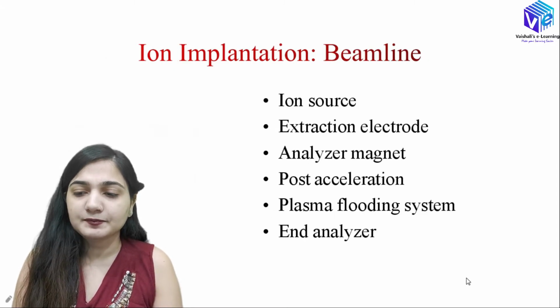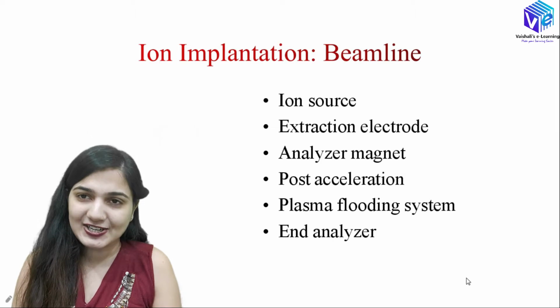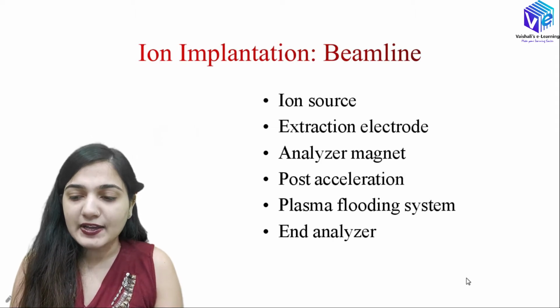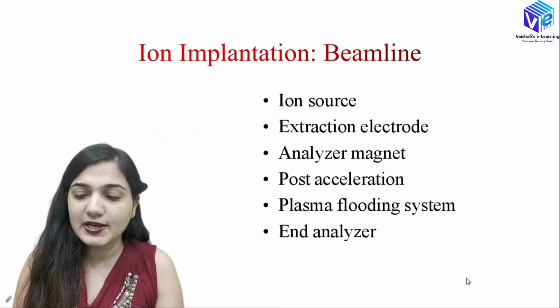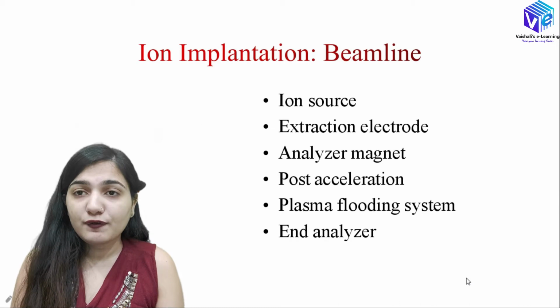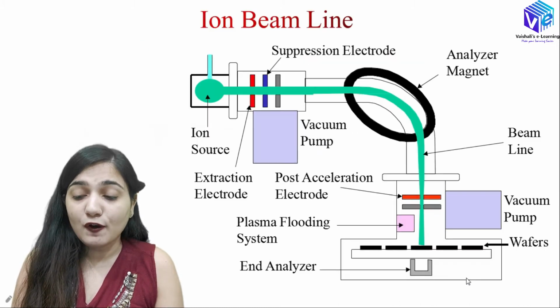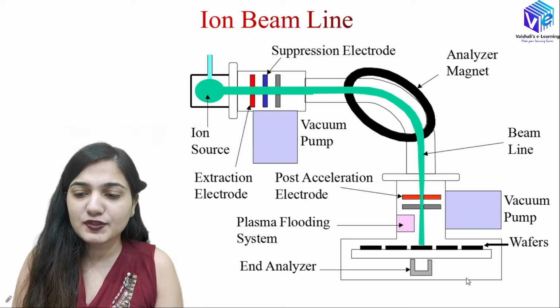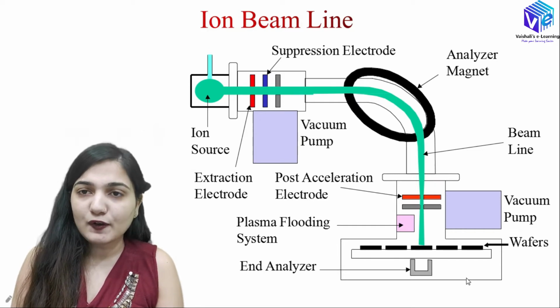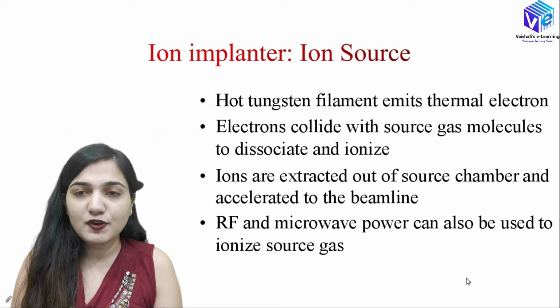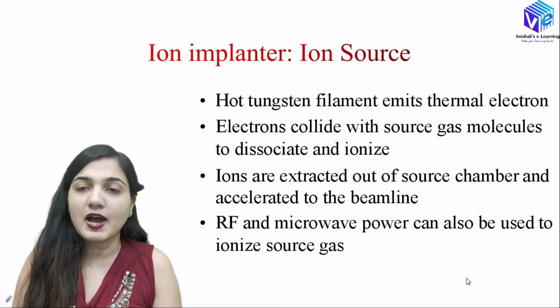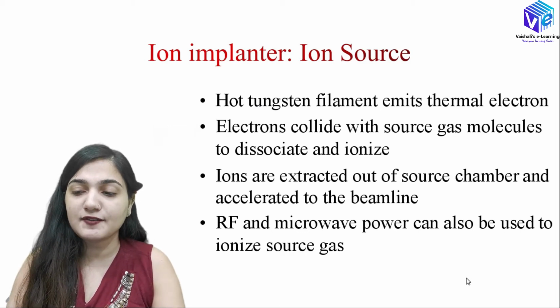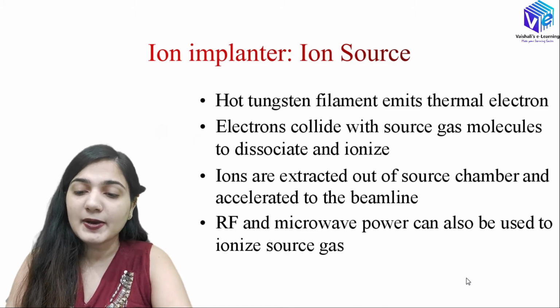Now the beam line. In the beam line we actually have all of them. We have the ion source, extraction electrode, analyzer magnet, post acceleration, plasma flooding system and analyzer. All of them are present, and we will be talking about all of them in detail. I hope you remember this diagram. I showed you this diagram in the very beginning of this lecture. So first of all, coming to the ion source. The ion source is a hot tungsten filament that emits thermal electrons.